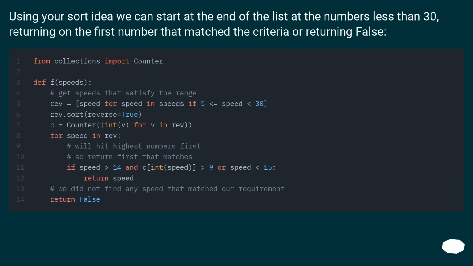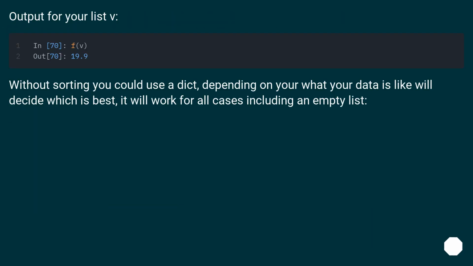Using your sort idea, we can start at the end of the list at the numbers less than 30, returning on the first number that matched the criteria or returning false. Output for your list V.